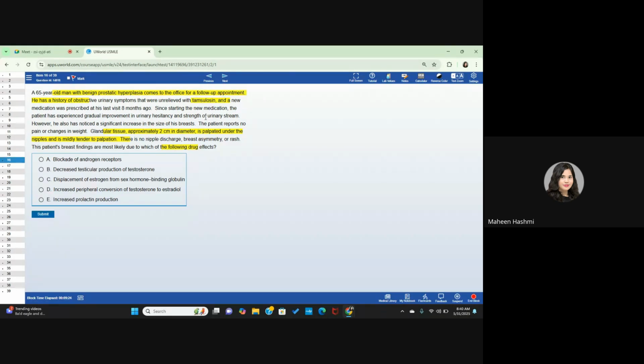All right, what is an adverse effect of spironolactone? Gynecomastia is caused by spironolactone. So what is the answer? D. Increased peripheral conversion of testosterone to estradiol. So it's D? D, yes.